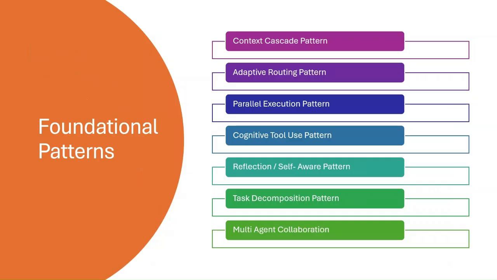Now, in this series, we have divided the design patterns into four groups. First is the foundational patterns, which are the basic building blocks of the higher or advanced patterns. The first one is context cascade, followed by adaptive routing, parallel execution, cognitive tool use, reflection, task decomposition, and multi-agent collaboration.